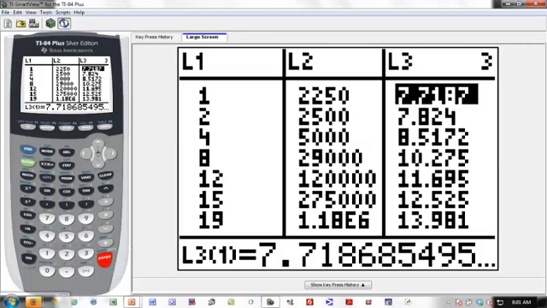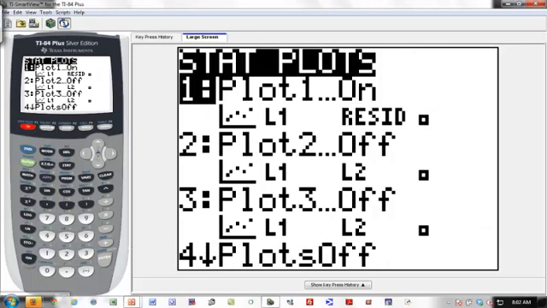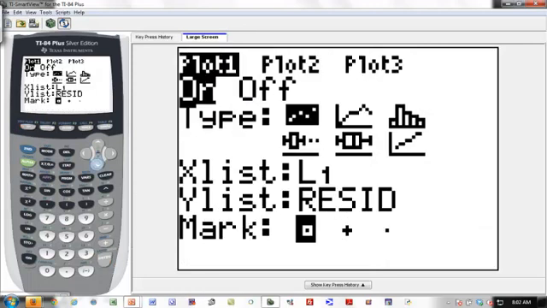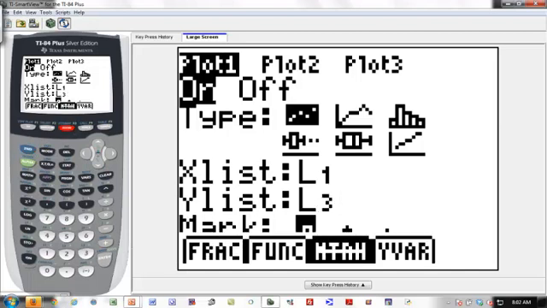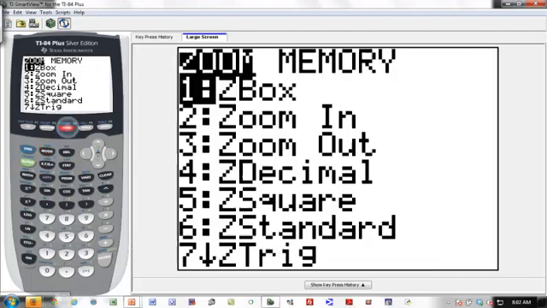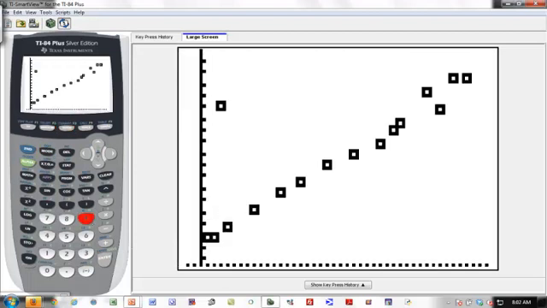Well, let's go ahead and do a scatter plot of L1 versus L3. Second stat plot. Still want a scatter plot. I want it L1 versus L3. And I'm going to do a zoom 9. Try it again. Zoom 9. I must have one really bad data point. I think this one's got to be off.